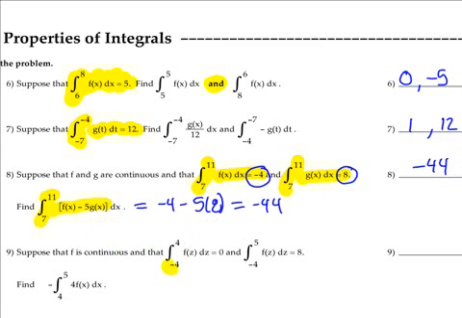Number 9. We're going from -4 to 4, f of z dz is 0. But -4 all the way to 5, f of z dz is 8. So the question is, what's the opposite from just 4 to 5 of 4 times f of x dx? Well, how far is it from 4 to 5 all by itself? 8. And if I multiply that by 4, I should get 32. But if I take the opposite of that, I better get -32, and that's where we're at.